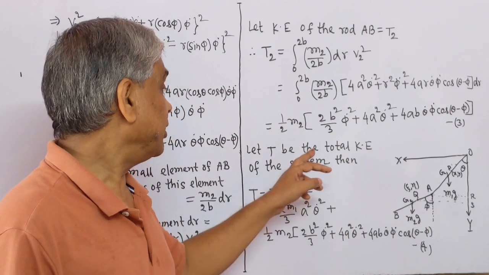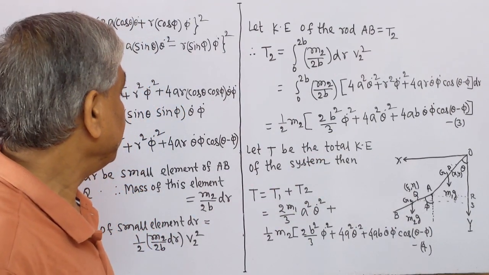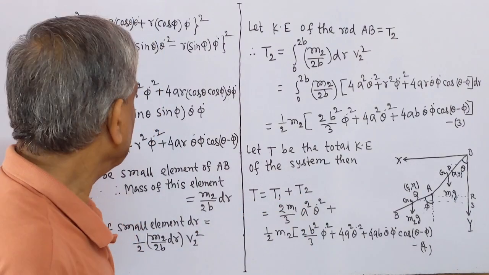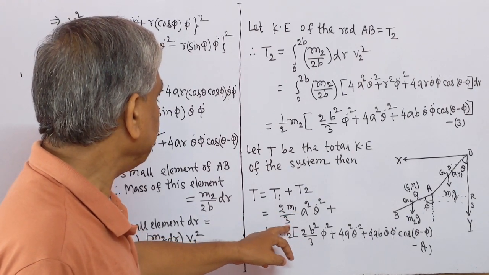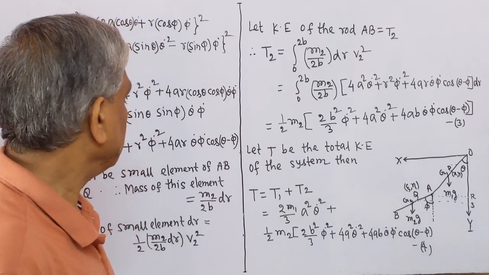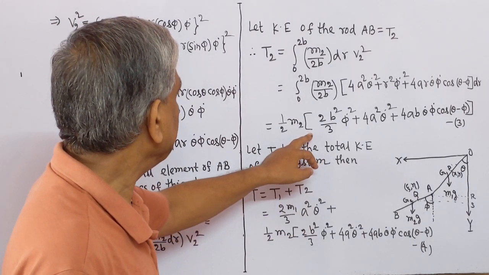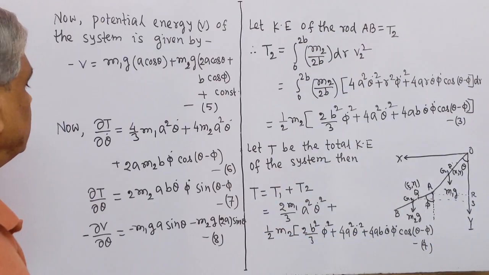Let T be the total kinetic energy of the system. Then T will be equal to T1 plus T2. T1 is 2m1 by 3 a square theta dot square from 2, and T2 will be equal to this from 3. We put this value. This is number 4.